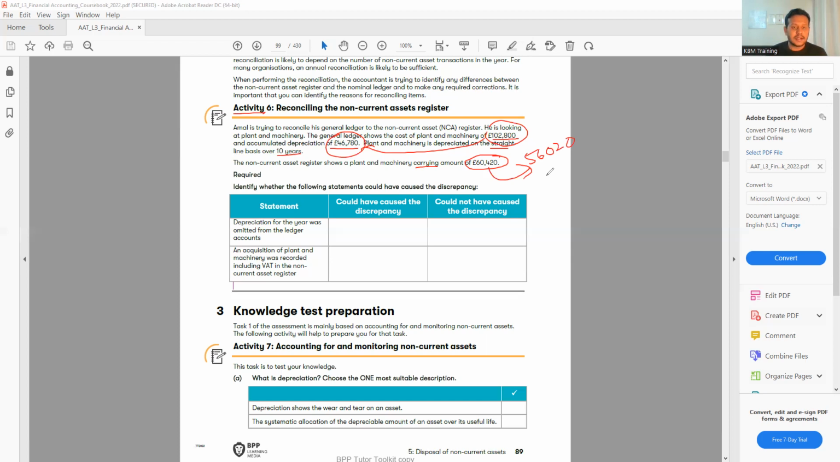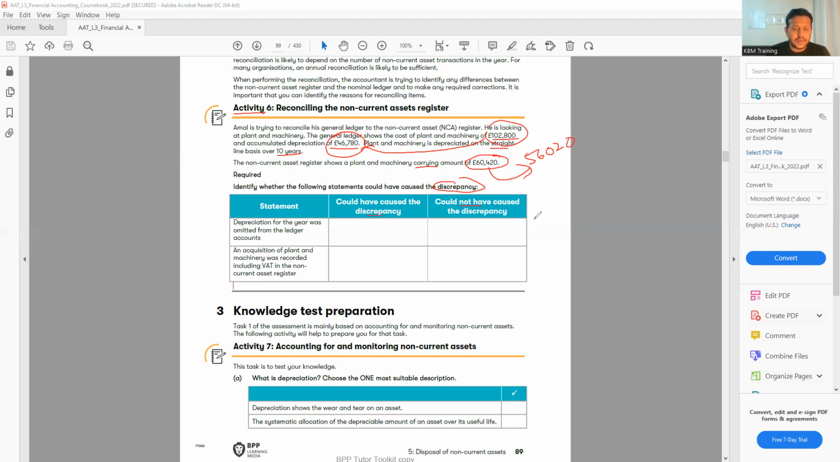It says identify whether the following statement could cause the difference or discrepancies. The statement: depreciation for the year was omitted from the ledger account. So we forgot to record depreciation in the ledger account. They say could have caused the discrepancy, or could not.